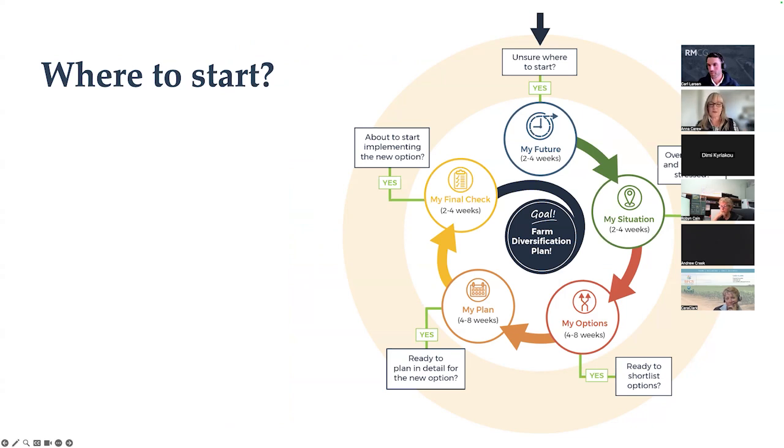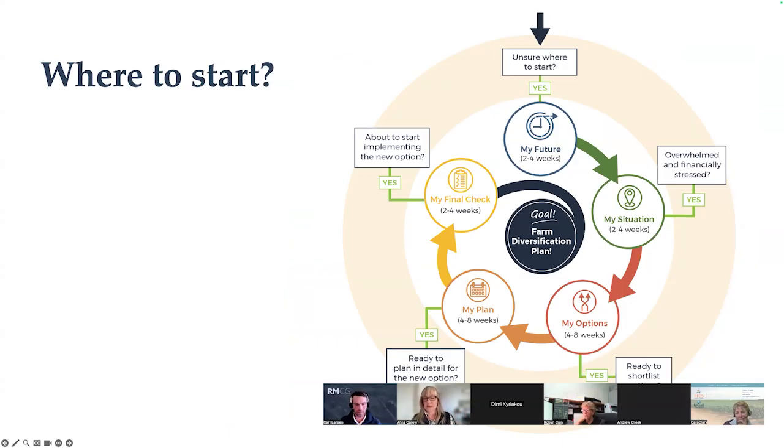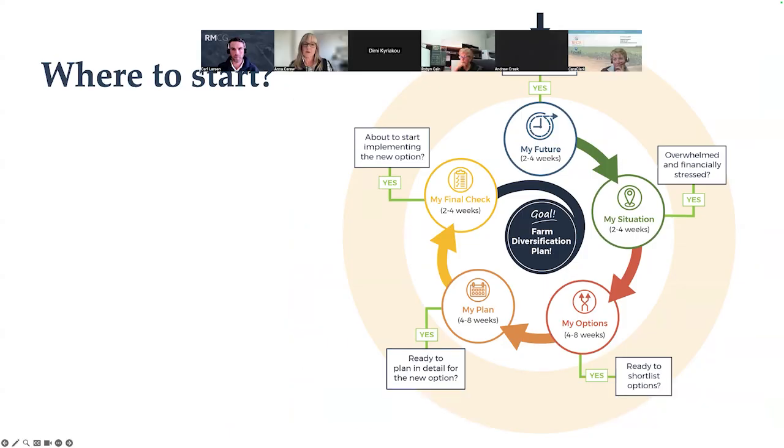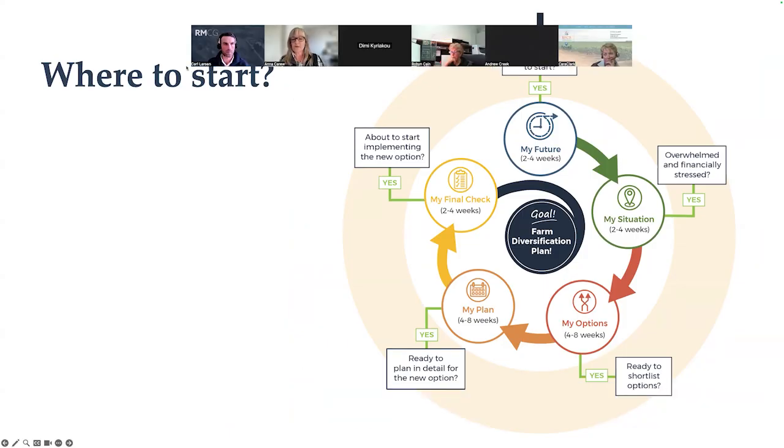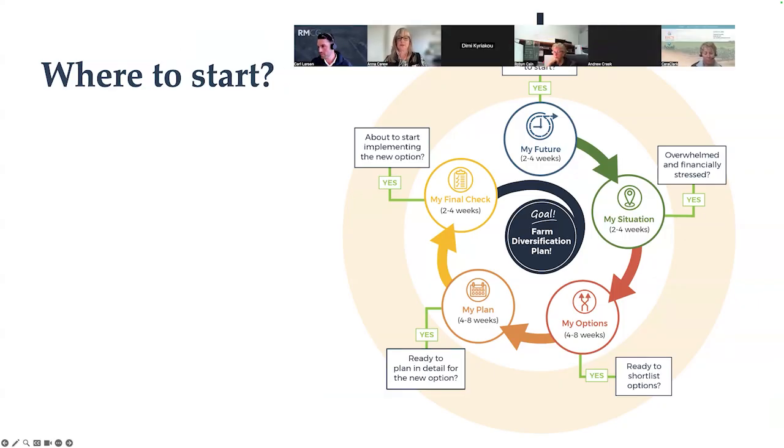This picture, which is in your discussion tool, says to you that it's really important that you start where the grower is. So, for example, if you're sitting with a grower who's overwhelmed and financially stressed, really panicking about this situation, you may be best to start at the second section, My Situation, to put out the bin fires and get a clear sense of where they are before you might take them back to, for example, thinking about what they want their future to look like.